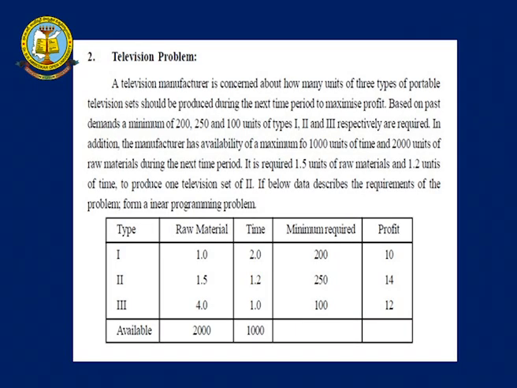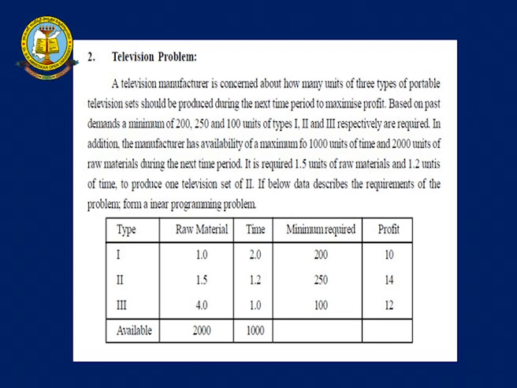Yes, a television problem. It is about a television manufacturer. I will read the question first. A television manufacturer is concerned about how many units of 3 types of portable television sets should be produced during the next time period to maximize profit. As the question is giving maximum profit, maximum profit means the objective function should be maximum z.